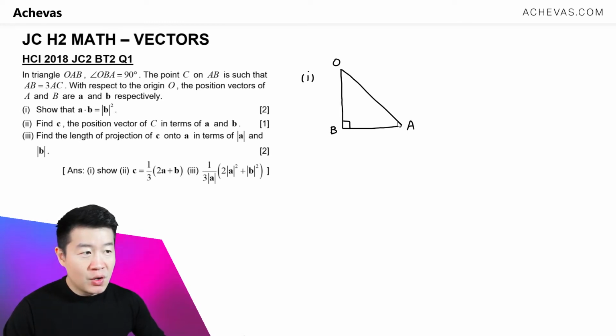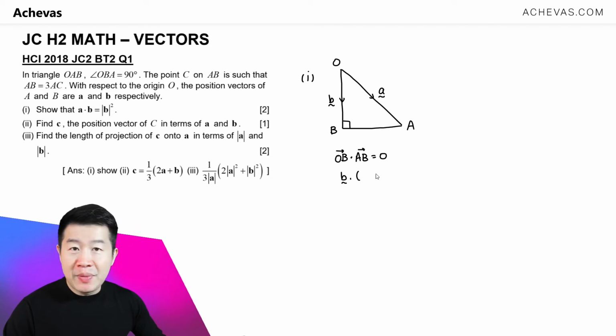We're also given that OA, the position vector of this point A, this vector here is vector A, and OB, this vector here is vector B. And I'm going to make use of the fact that this is 90 degrees to try to show this equation here. So I'm going to go for vector OB and vector AB. They are 90 degrees, so if I were to make use of a dot product, the result should be equal to 0. So OB is vector B.